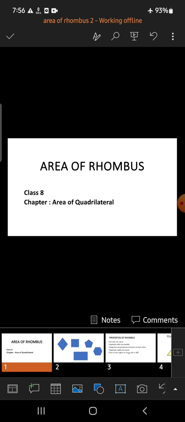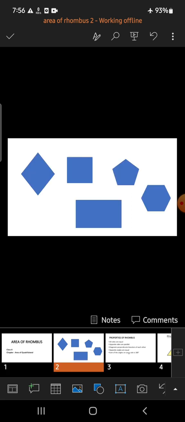While looking around us, we can see numerous quadrilaterals. Let me show some of them. Here, can you identify them? Yes, there is a square, rectangle, pentagon, hexagon, and then a rhombus. So, here we are going to find the area of a rhombus.